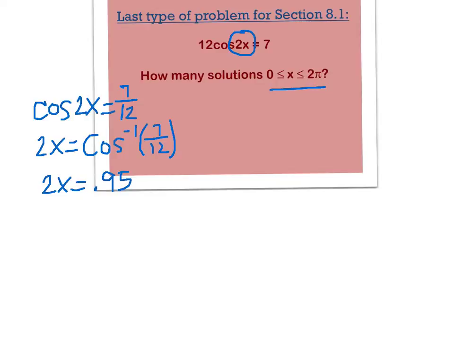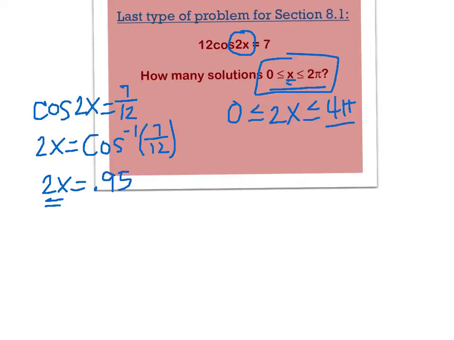Now, how does this change? We have an x over here in our domain, but this is in terms of 2x. So what we need to do is convert our entire domain in order to match the 2x. So each piece of the domain needs to be multiplied by 2. The only thing that changes in this case is that instead of 2 pi, we're dealing with 4 pi, which of course is 2 rotations around the circle instead of 1.